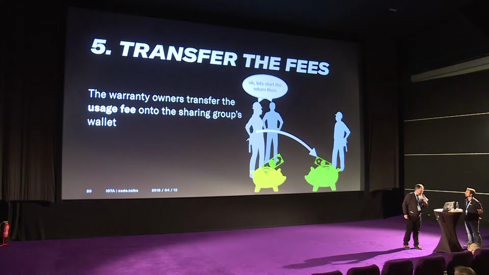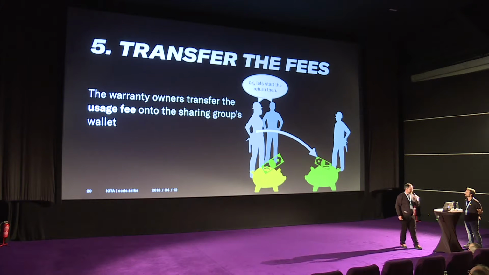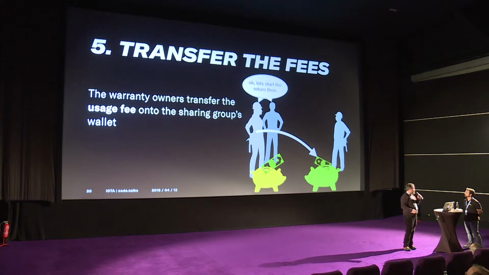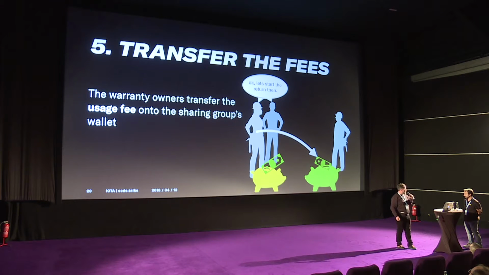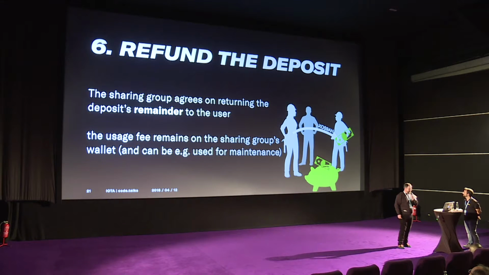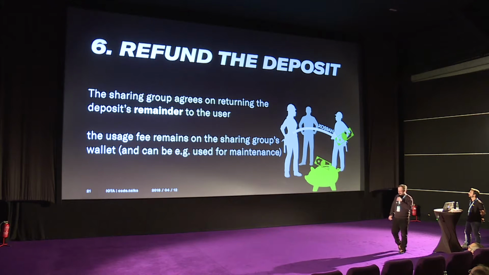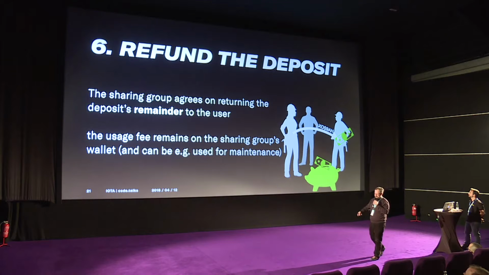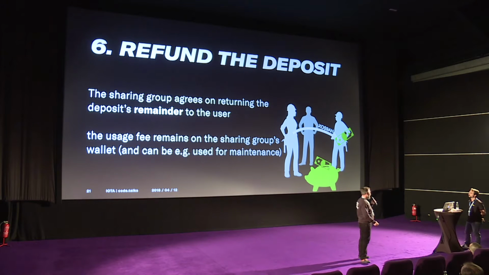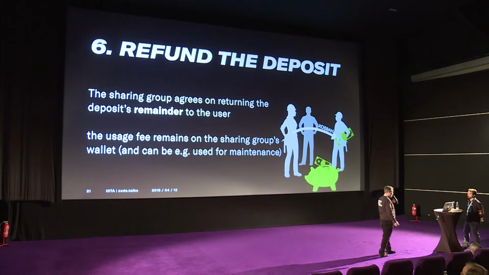Okay, let's start the return then. They are giving him back what remains, and they are keeping the usage fee in the common multi-signature wallet. I did something wrong now. I'm sorry. So of course the remainder, what has not been used, goes back to the original requester, and everything else stays on the common multi-signature wallet.